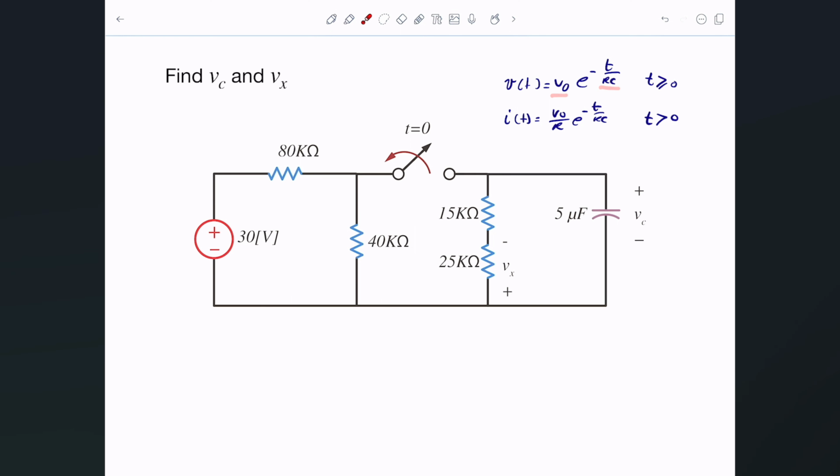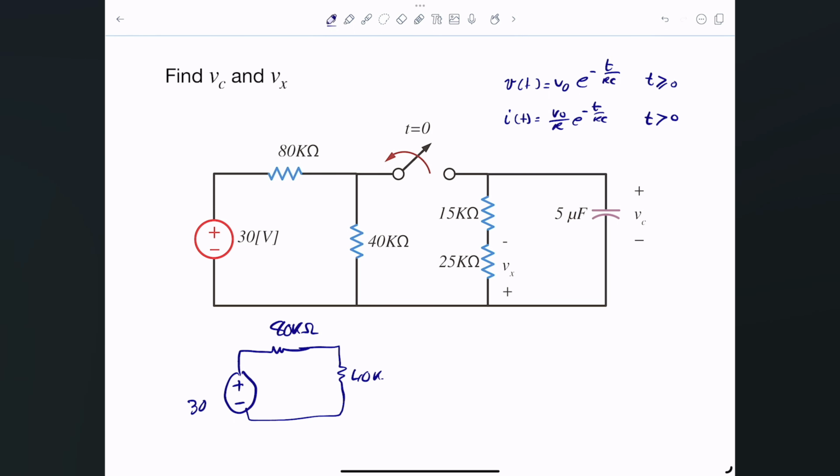So let's try to figure out what V0 is. Well, V0 is the initial voltage across that capacitor, and we typically compute it right before switching. So before switching, what we had is this particular circuit, which is 30 volts connected to an 80 kilo ohms in here, and then it's also connected to this 40 kilo ohms in here. And the switch was closed, so basically this one here and this one here is closed, and we have 15 kilo ohms and another 25 kilo ohms in here.